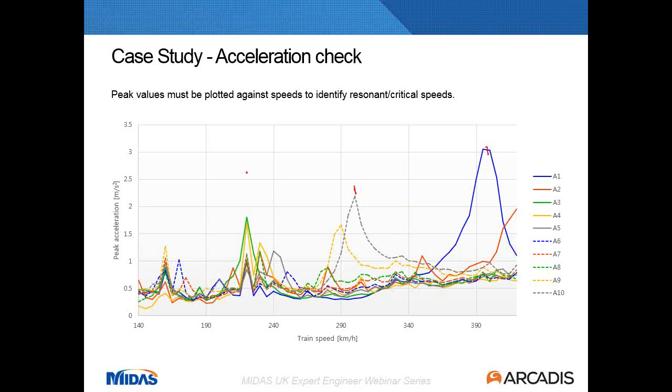In this case, we have assumed that it is a ballasted track. So quickly you can see that the maximum acceleration is below the limit. The limit is 3.5 over here. So we are fine. There are no safety problems with track deterioration or derailment.